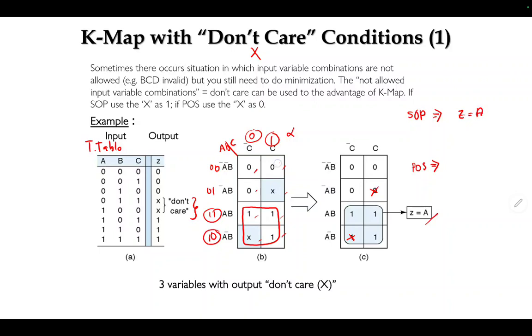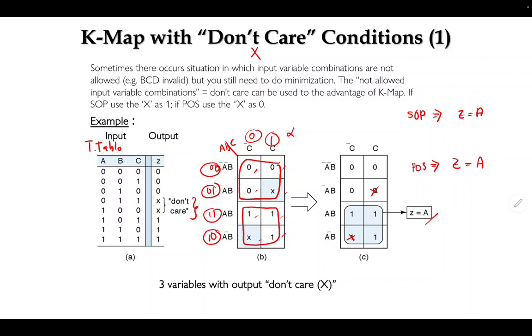So for POS, can do POS here. So POS, you can see here and here, C change state from 0 to 1. So what the equation here, you got A equals to 0. So Z equals to A.